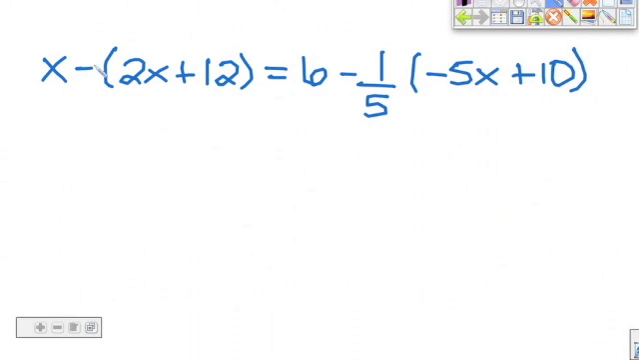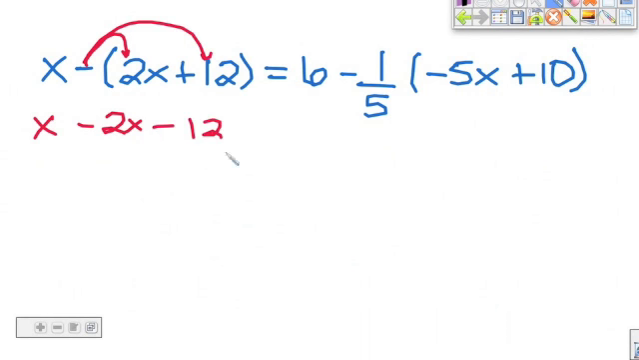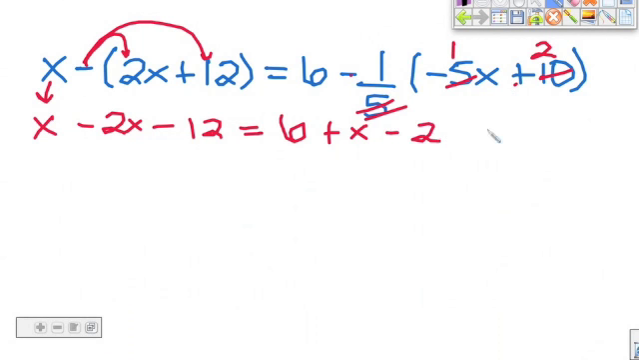First of all, we're going to distribute this negative to everything. Okay, it's negative times 2x, which is going to be negative 2x. And then it's a negative times a positive 12, which is going to give me a negative 12. That x just fell down. That's all I had to do. Equals 6. Now, let's divide. 5 goes into 5 one time. 5 goes into 10 two times. A negative and a negative equals a positive x. A negative and a positive equals a -2.